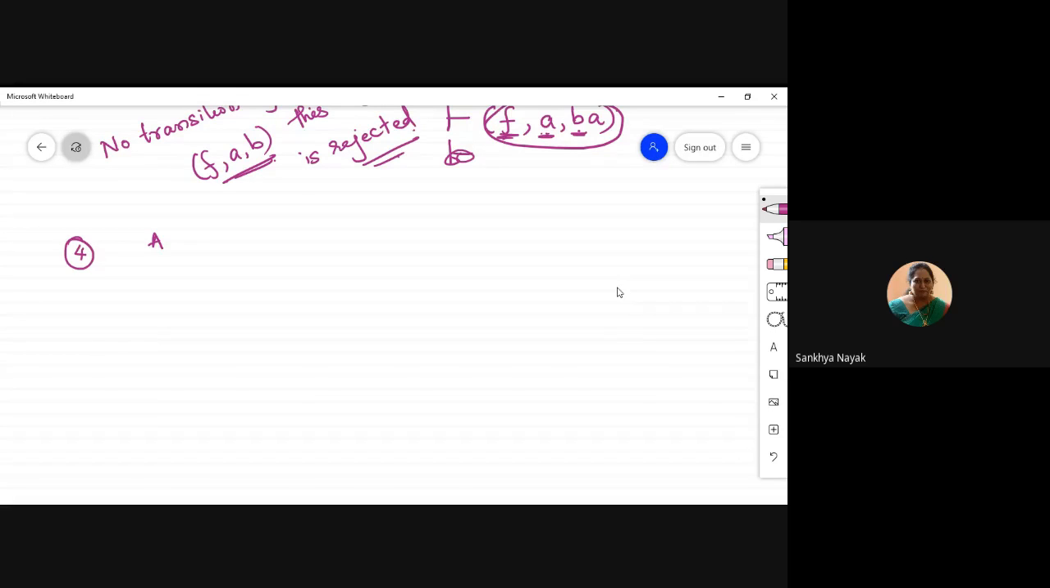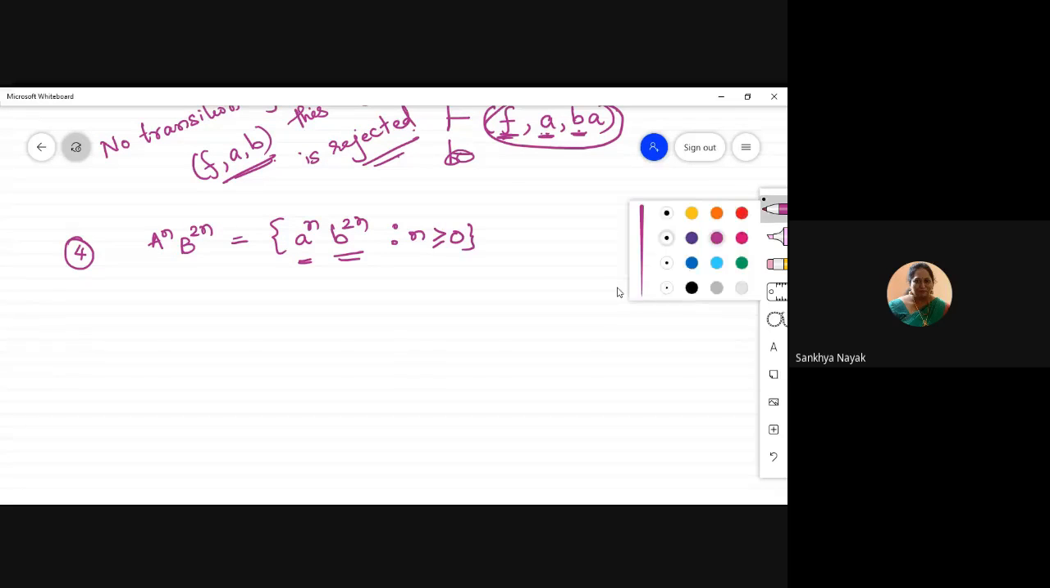The question is a power n, b power 2n. For n number of a's, you should have twice the number of b's in the string. This is the question.